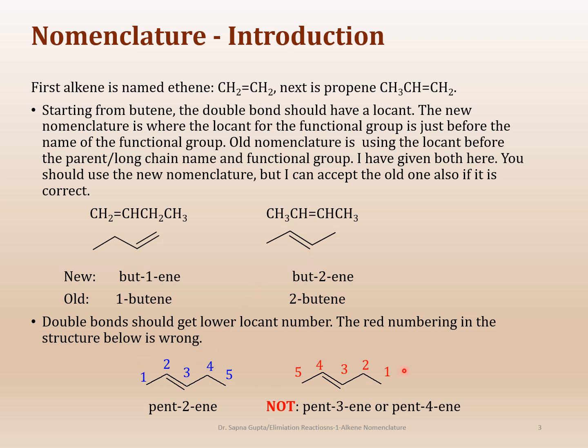But when you start getting longer chains, you have to remember that the double bond should get the lower number, and also that you should include the double bond in your numbering. So the lower number should be at the double bond, and it should be included in the long chain. Don't start from here. You'll understand what I'm trying to say. So this one is pent-2-ene and not pent-3-ene or anything.